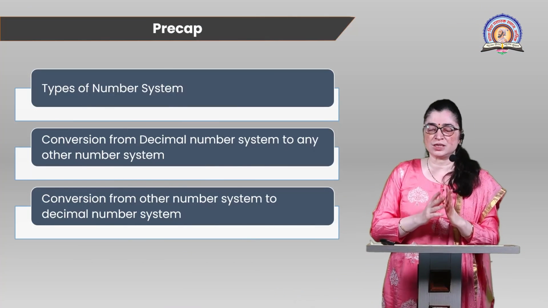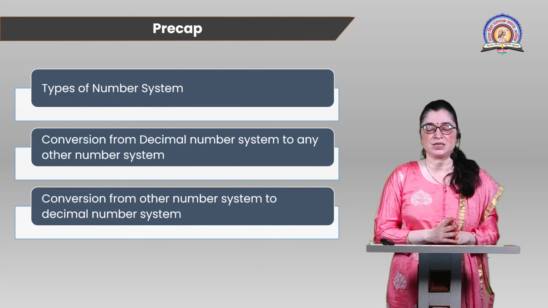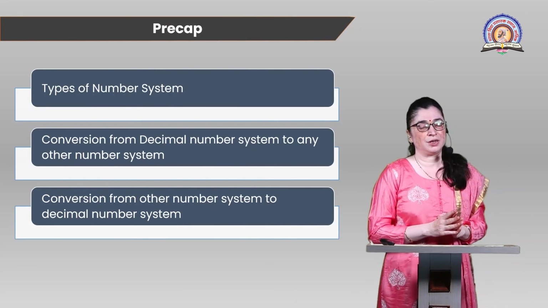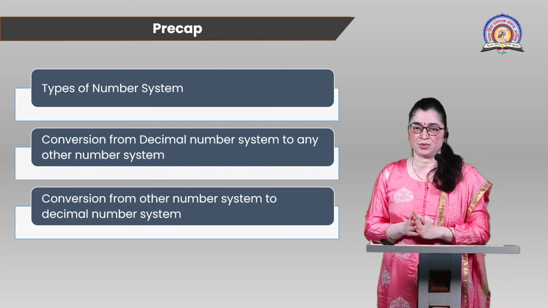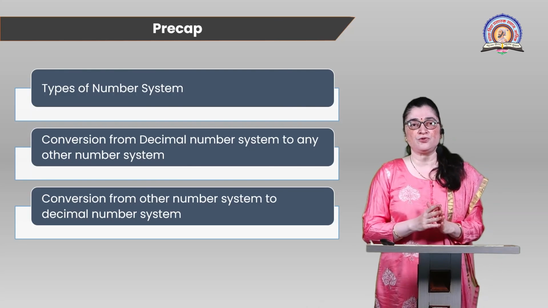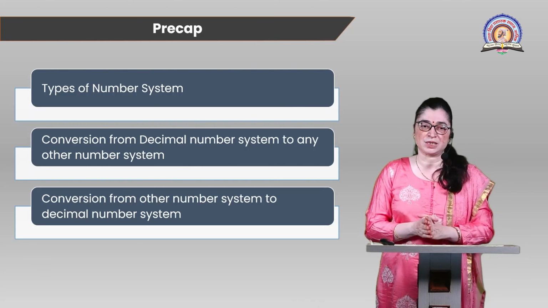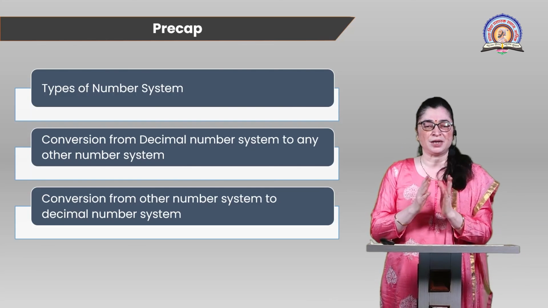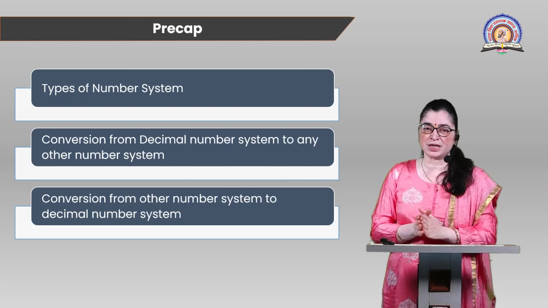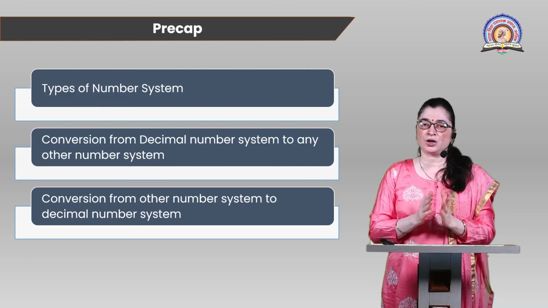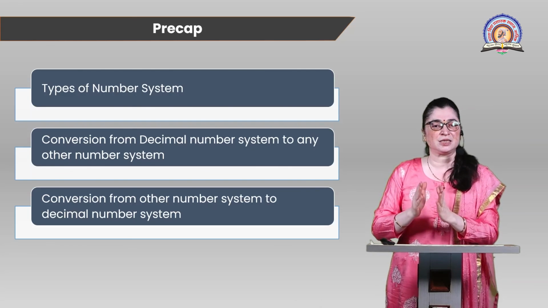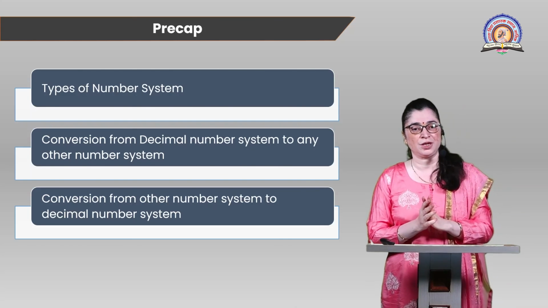So here we have discussed various types of number systems and how to convert the given decimal number to any other number system, as well as the conversion from other number systems into decimal. Means decimal to binary, decimal to octal, decimal to hexadecimal, as well as binary to decimal, octal to decimal and hexadecimal to decimal. Okay, thank you.